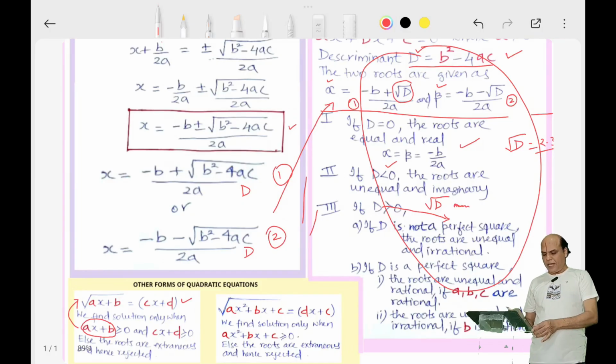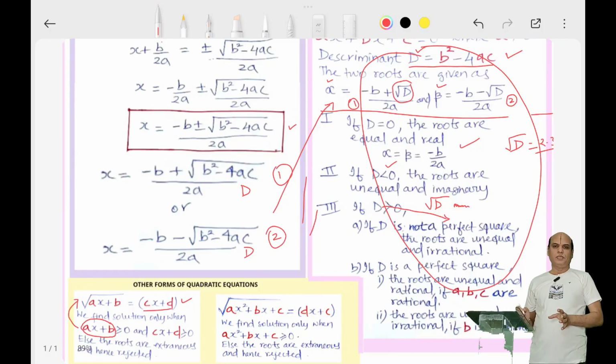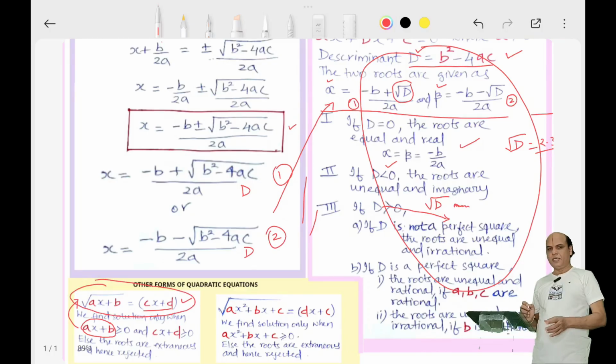Likewise, only if cx plus d is greater than or equal to 0 will we find the roots of such a quadratic equation. So whenever you have a quadratic equation of this form, if they ask you to comment whether the roots are extraneous, you look at ax plus b. If it is greater than or equal to 0, then look at cx plus d. If it is greater than or equal to 0, then the roots could be rational or irrational. But if these two quantities are less than 0, then you can say the roots are extraneous.